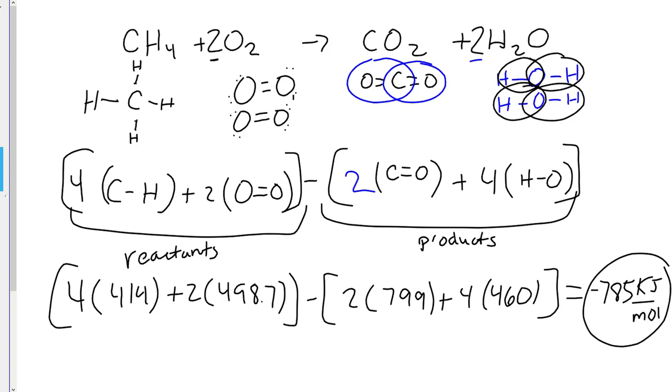Count carefully. Draw your bonds. Count your bonds carefully. If you're worried about miscounting, do what I did and circle them. Make sure you don't leave one out or count one twice. Be careful with carbon-oxygen double bond, whether it is the normal carbon-oxygen double bond or it is the CO2 molecule, you're going to use a different number.